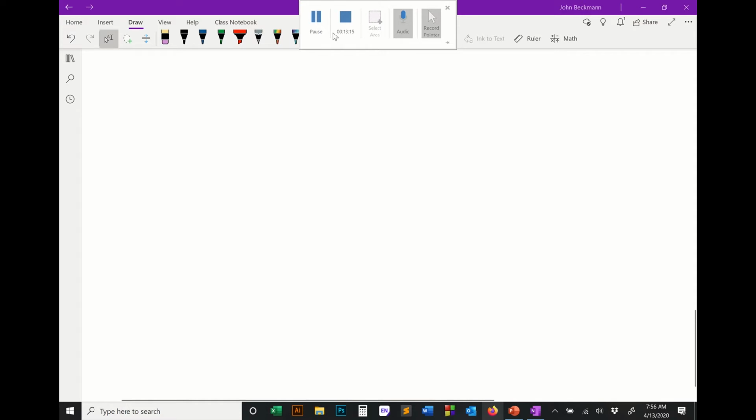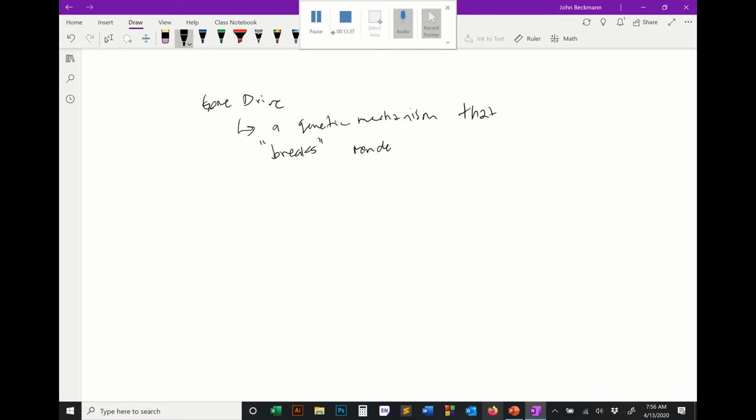So let's now give a formal definition of gene drive. And I'm going to say that this is a genetic mechanism that breaks, because I think that's a fun term, breaks Mendelian genetics in, this is a fun definition, your favor. And I'm saying your favor as in you are the scientist. So let's draw what this looks like, okay?